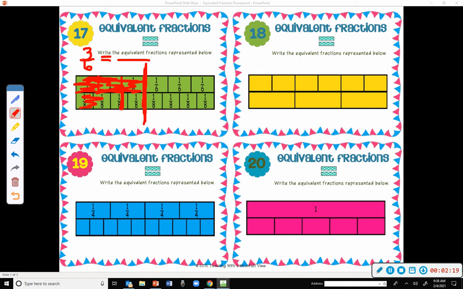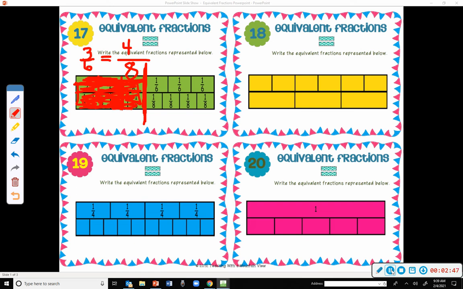1/8, 2/8, 3/8, and 4/8. So you see when I shade all the way to the middle, does it look like the same amount is shaded? Yes. So 3/6 is equivalent to 4/8. Okay, let's go to the next one, number 18.